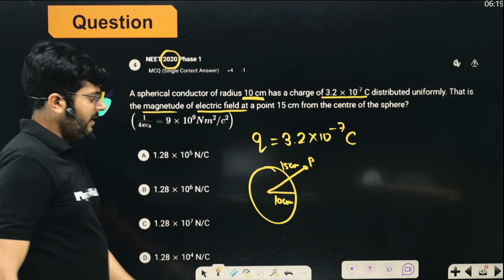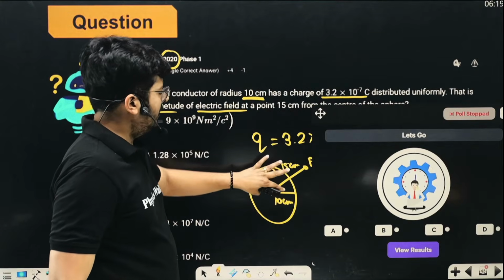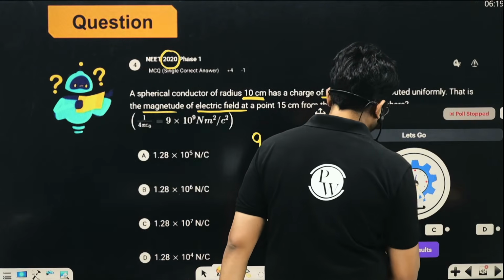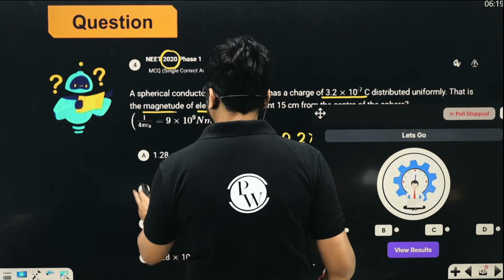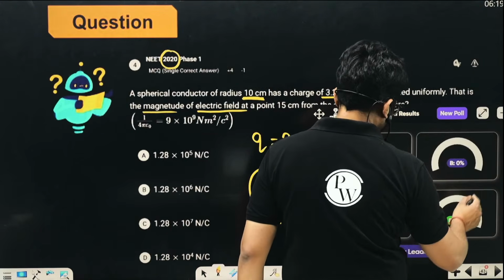These are the options. Again, a very simple question you have. For any point outside the charged sphere, this whole thing will behave like a point charge, right? So in the previous numerical, what was the option? Option D, right? Okay.